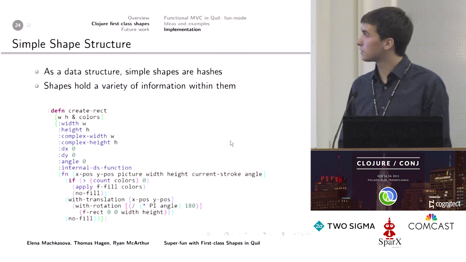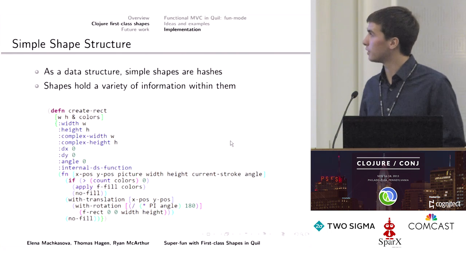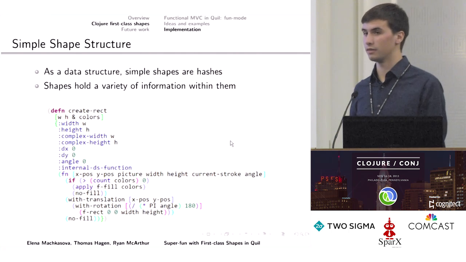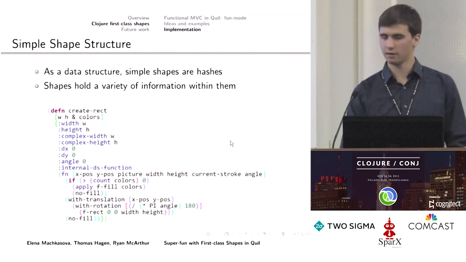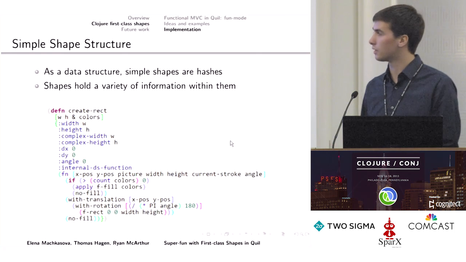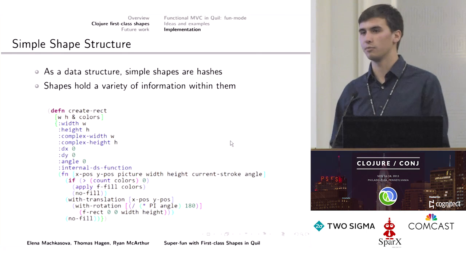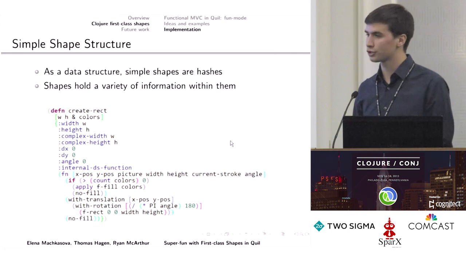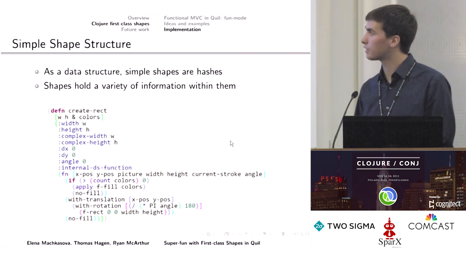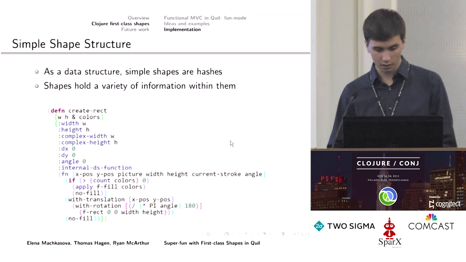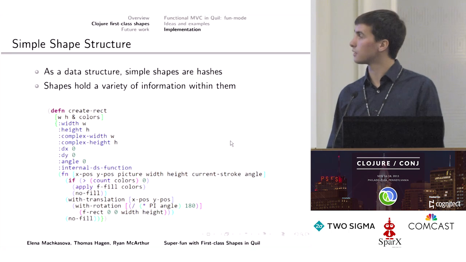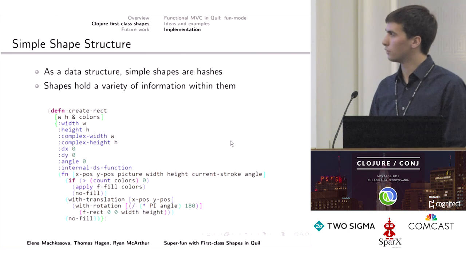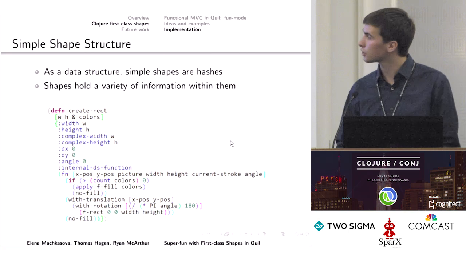So with that in mind, what's actually under the hood in each individual shape is what you see here. This is how you would create a rectangle. You throw in the width, height, and then the colors. And we define what needs to be known. The width and height are the width and height. And then complex width and complex height would be, if that is part of a complex shape, what the complex width and complex height are. In this case, it's just an individual shape, so its complex width and height are what it currently is. dx and dy are the x and y offsets from the origin of the complex shape. So in this case, they're 0 because we're not in a complex shape.